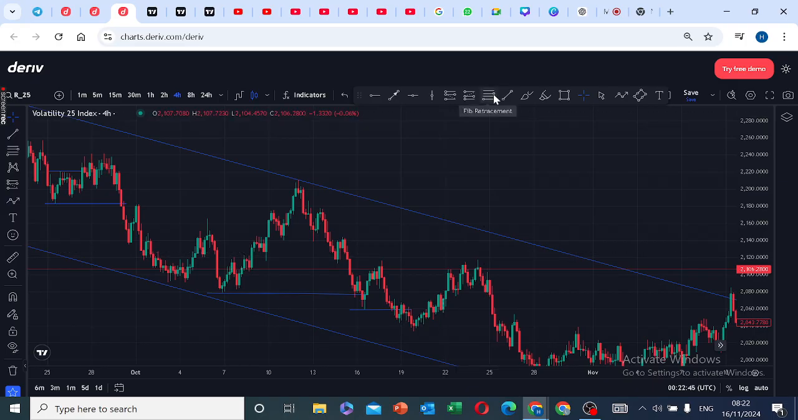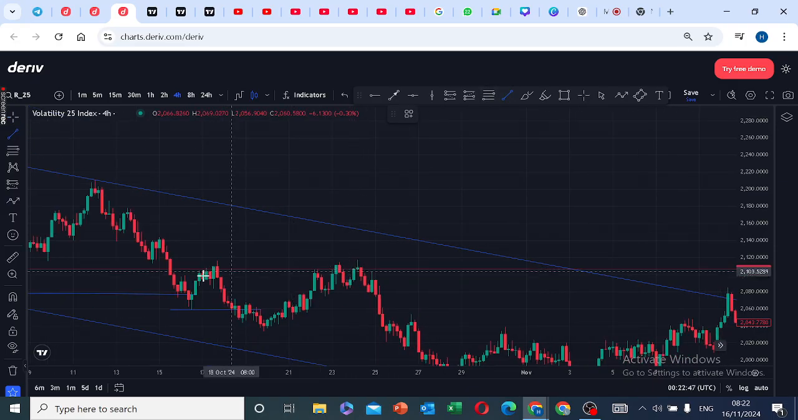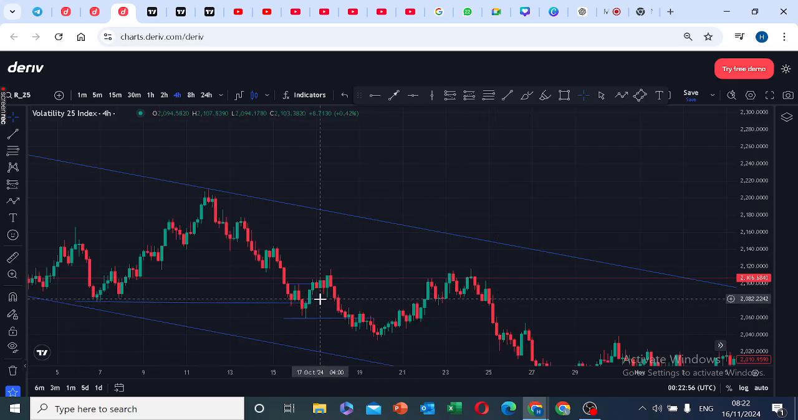and then we can easily see what we call our liquidity grab here. A liquidity grab is a point where we get our break of structure.